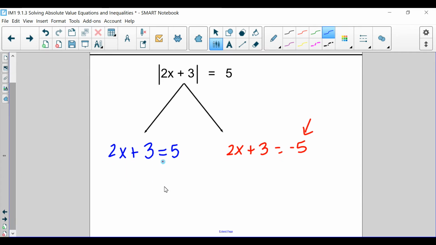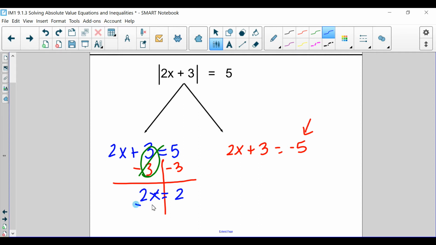So now let's go ahead and solve for x. I'm going to go ahead and do the left side right here real quickly. Okay. I'm going to circle that 0 pair out. We end up getting 2x is equal to 2. We're going to divide by the 2, and we get x is equal to 1.